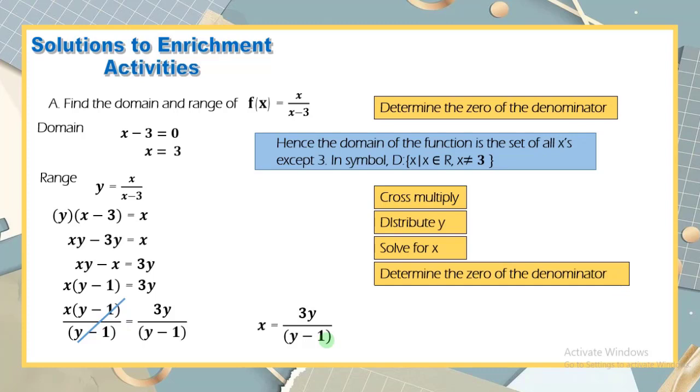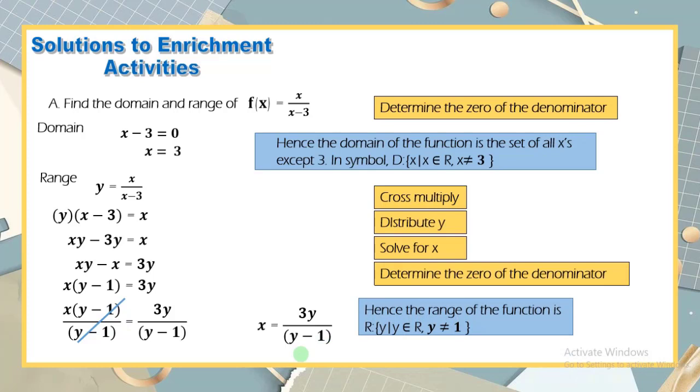So next is to determine the zero of our denominator. Just like we did with the domain, we have our denominator y minus 1 equals 0. So what value of y will make the denominator 0? That is equal to 1. So 1 minus 1 is equal to 0. So for our range, that is y such that y is an element of real numbers and y is not equal to 1, or except 1.